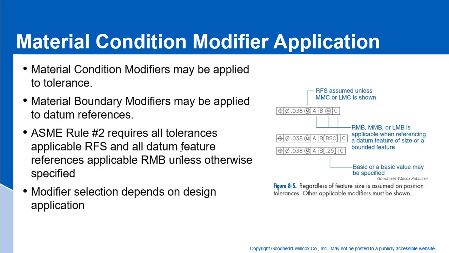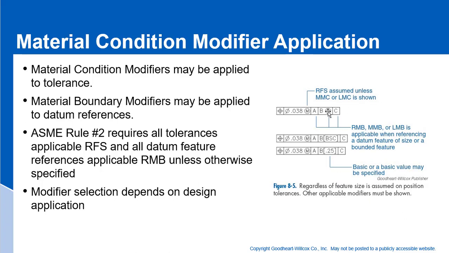And a little refresher here. Rule 1 says that perfect form is required at MMC. So essentially what happens with rule 1 is you have a perfect form boundary that's defined by your maximum material condition based on the limit of size. In which case the size and the size tolerance controls the form at MMC. So rule number 1 is the perfect form boundary. Rule number 2 is that, unless otherwise specified, all tolerances apply at the RFS condition.